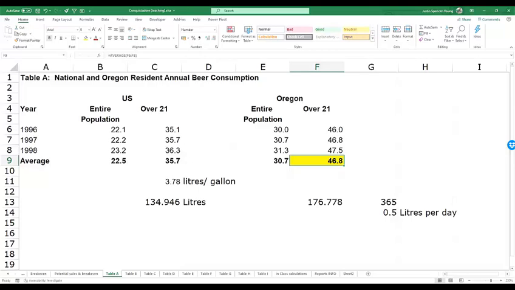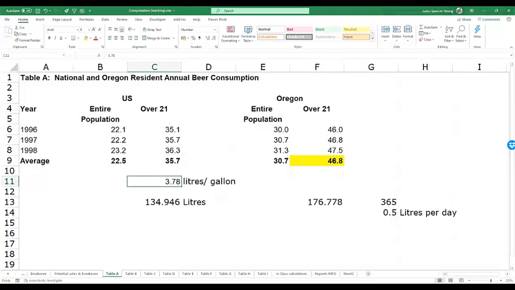I just did some maths. I prefer to think in liters; that's my personal preference. So I immediately asked myself, well, I wonder how much 46.8 gallons is in liters. So Google was my friend, and I went and found a conversion. And it turns out there are 3.78 liters per gallon.